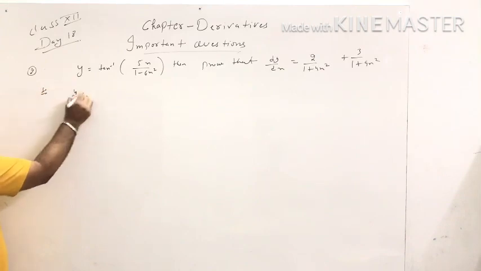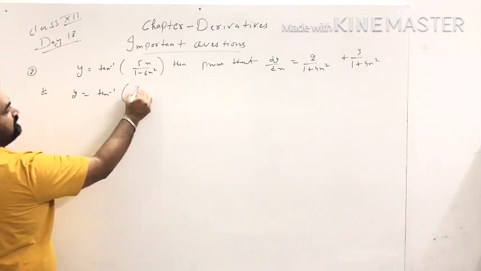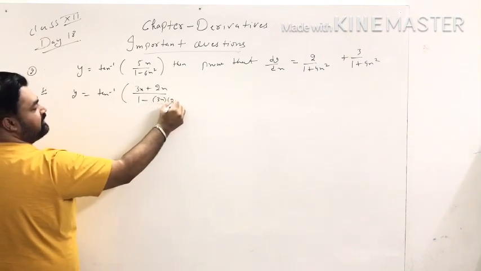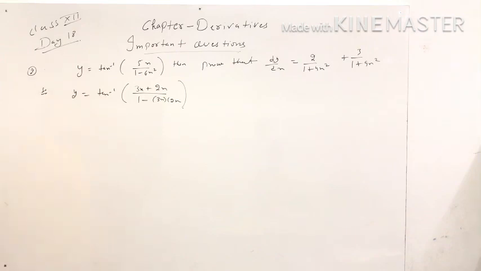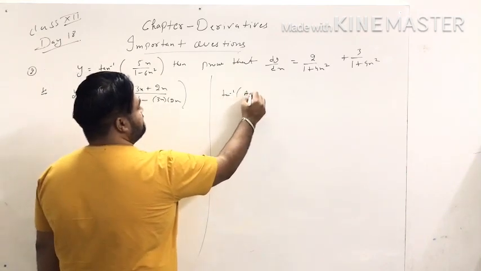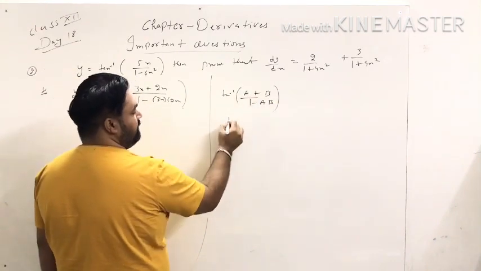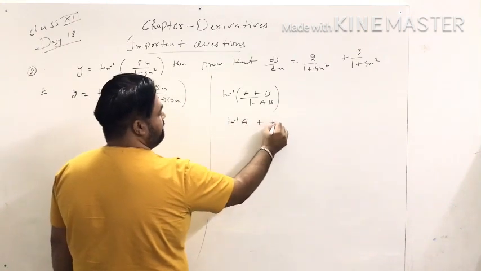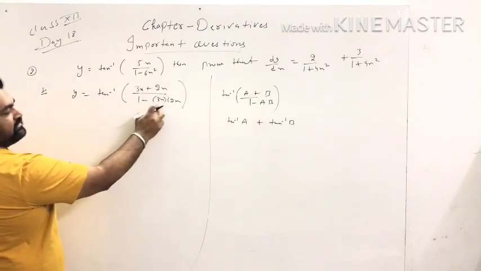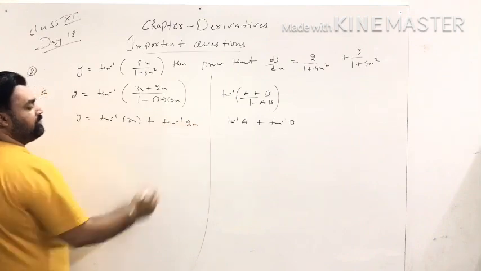So y equals tan inverse. Now we can write 5x as 3x plus 2x upon 1 minus, and we can write 6x square as 3x into 2x. Now this is the formula, please note down the formula. The formula of tan inverse (A plus B) upon (1 minus AB) is tan inverse A plus tan inverse B. So now tan inverse (A plus B) upon (1 minus AB) becomes tan inverse A plus tan inverse B.